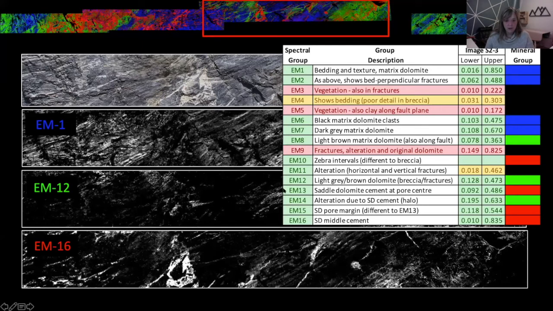Now, I'll just draw your attention to the last 4 here, EM13 through 16. These all represented the saddle dolomite phase. So I'll just have an image down here at the bottom, EM16, and you can see that there are some large clasts surrounded by a cement. The cement is highlighted in white here in this grayscale image, and that would be that EM16 showing what we thought was a middle sort of pore filling phase.